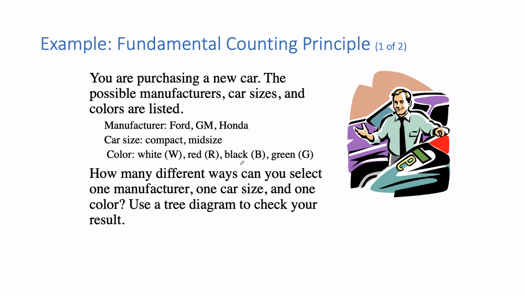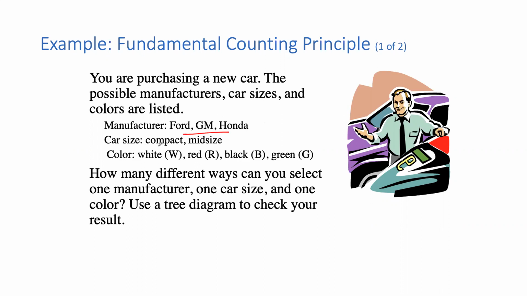All right. So here's a quick example. Suppose you're in the market to buy a car. Straight away you can see that when you go to the market to buy a car, there are many different choices facing you. Suppose we limit it to these criteria: you can choose one of three manufacturers. You could choose one of Ford, GM, or Honda.